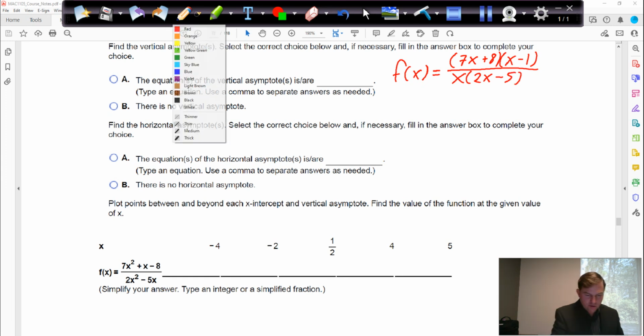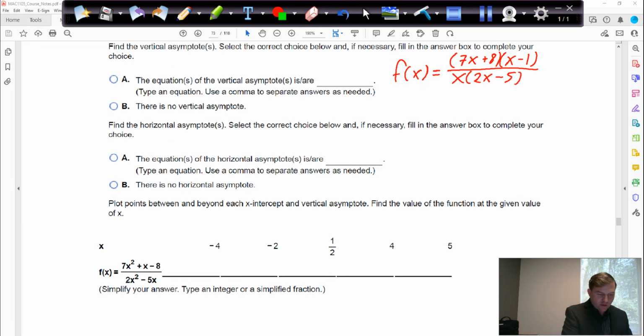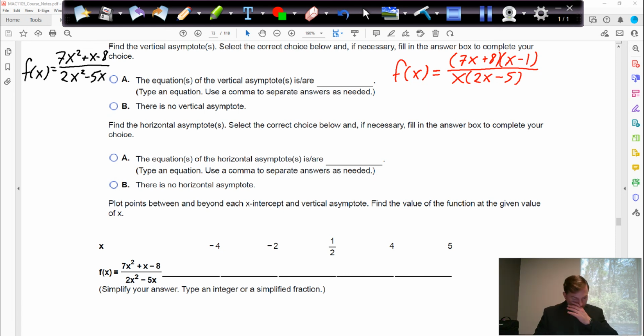Let me write the original function so we can see where this came from. So f of x originally was 7x squared plus x minus 8 on top, and the bottom was 2x squared minus 5x. So the top we saw factored in the last part. The bottom, they both have a common x, so pull that out and you get x times 2x minus 5.